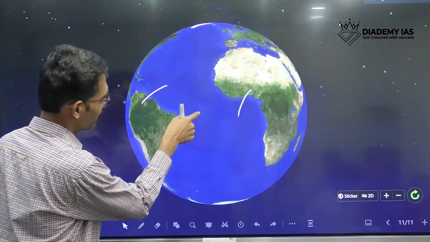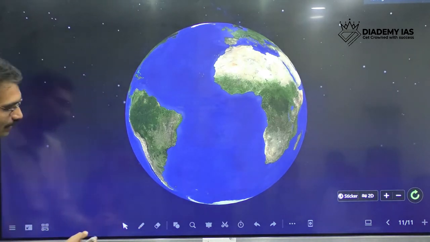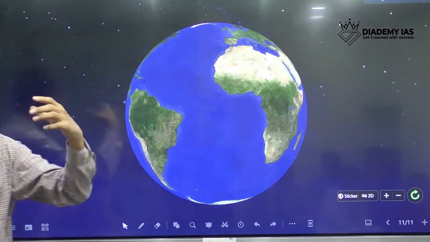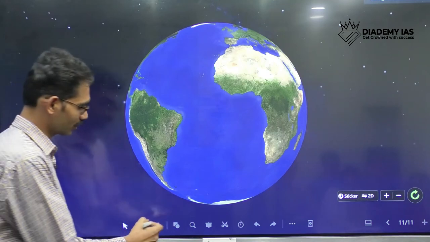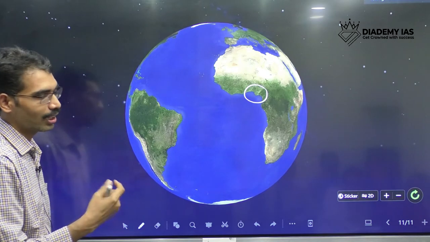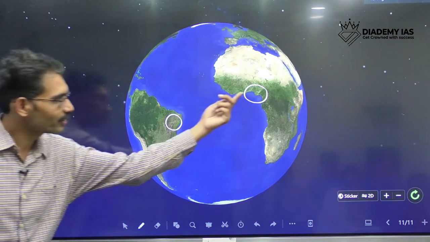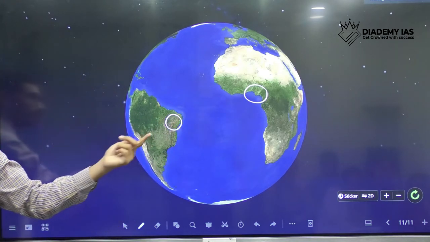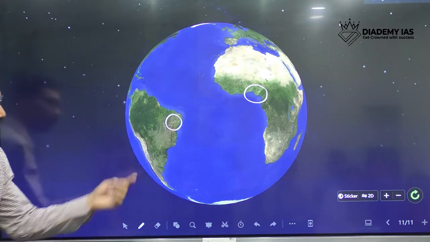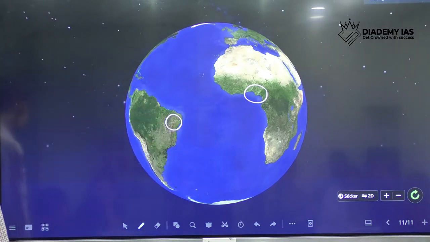Now, Ghana is a place in Africa, Brazil in South America. But these placer deposits are giving the evidence that the gold in this location and this location has the same origin. In other words, gold is available here, but the source or mother of this gold is located in this location. How is it possible if they are separated by thousands of kilometers of ocean? So somewhere at some point of time there should have been the same landmass. That is the placer deposit.